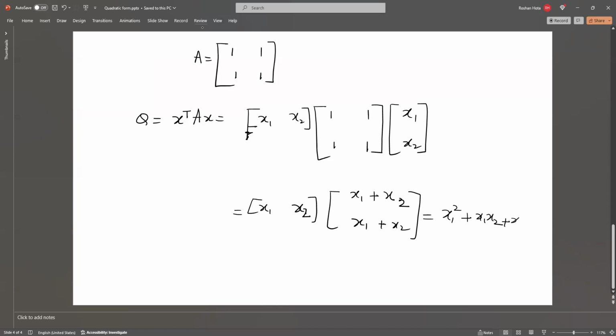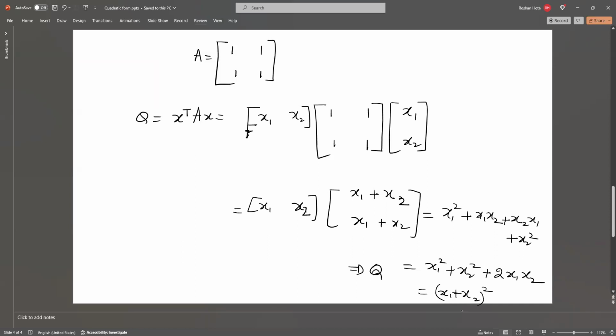plus x2, x1 plus x2 square. So it is x1 square plus x2 square plus 2x1, x2, right? So this is the quadratic expression, and this is nothing but x1 plus x2 whole square. But that's beside the point. Main point is that I get different kinds of quadratic expressions by choosing different values of the matrix A.